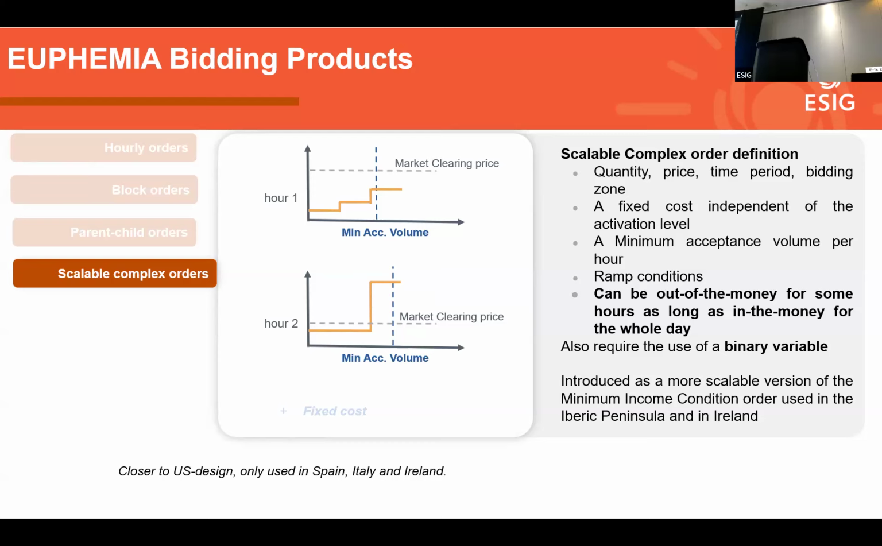And it requires binary variables for each market time unit, simply because you need to define at what time this power plant will start up and when it will shut down. It can only start up once over the day, which is different compared to what you have in the US, where you can start up multiple times. Here it can start up only once. So that's really closer to what you have in the US, but it's not used everywhere, only in Spain, Italy, and Ireland.